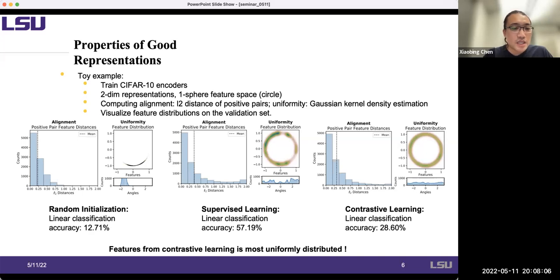We can see in the random initialization, the uniformity is an arc, just a very small part of a circle, and the accuracy is quite low here. It's only 71% accuracy. And as we use supervised learning and contrastive learning, we can see the uniformity becomes more like a circle, especially for contrastive learning. And also we have pretty low alignment. We can see the mean L2 distance is always less than 0.5. That's what we want.